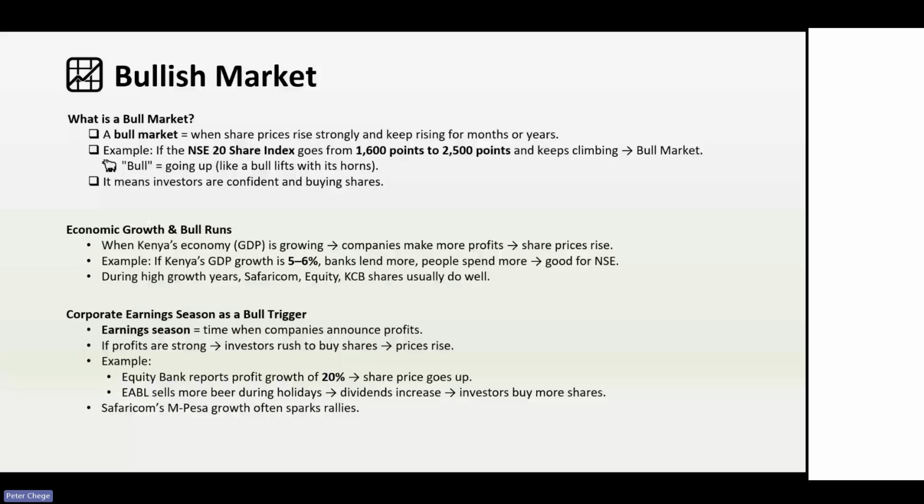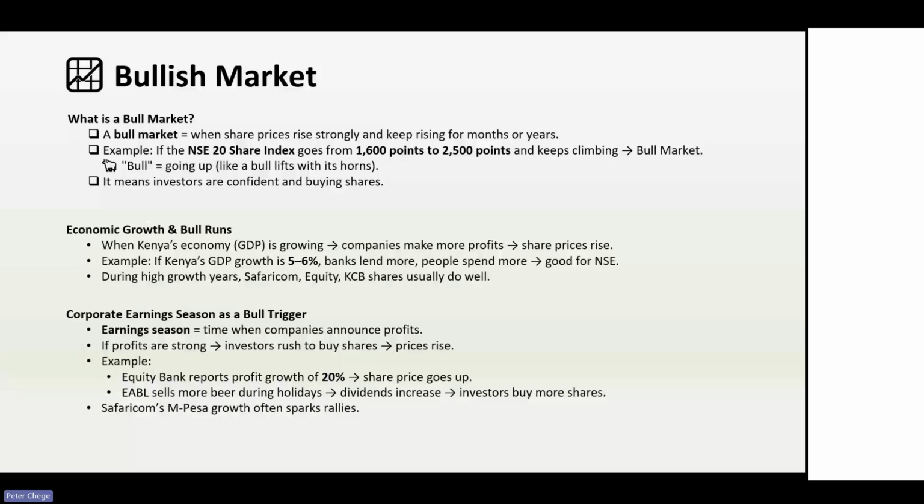Again, analogy, the bull name is borrowed from the way the bull charges when it's on the rift. You know, the bull charges with full energy. It's the same thing, prices shooting up at once. So it means we as the investors have confidence and we are buying shares. Again, demand overshoots supply, pushing prices up.